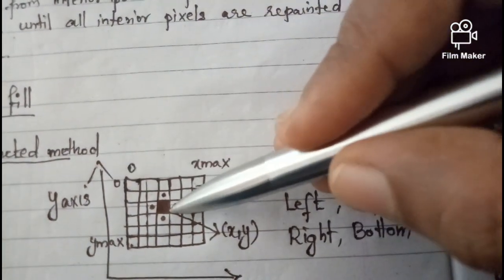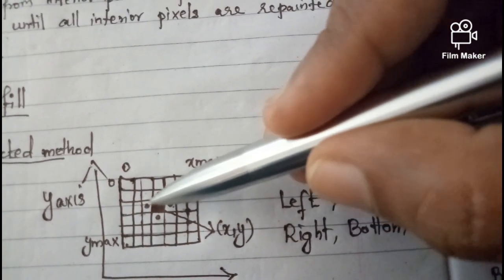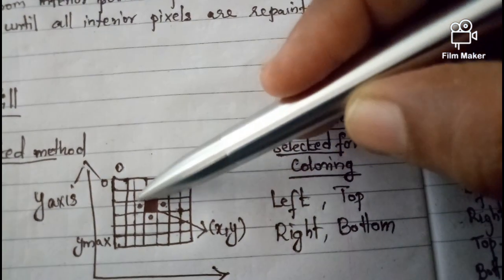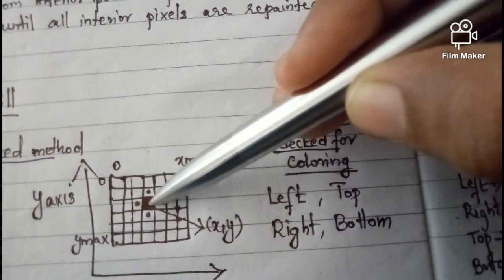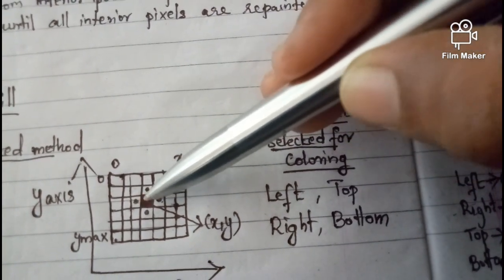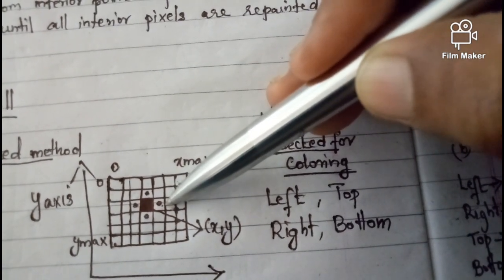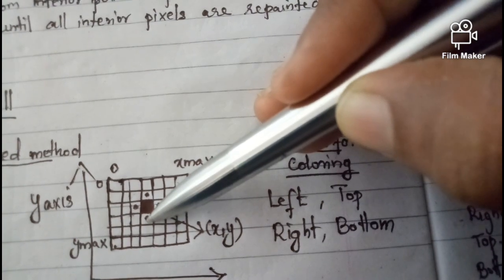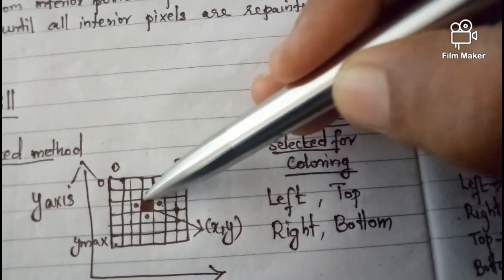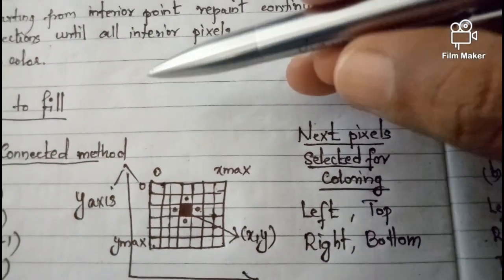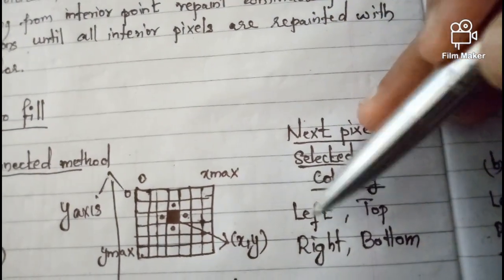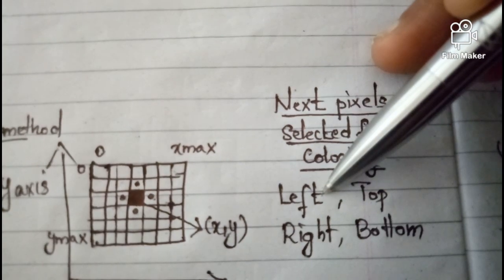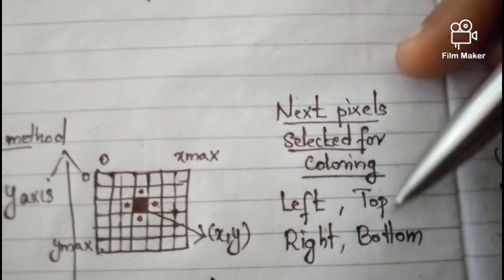In the 4 connected method, we say the next pixels selected for coloring can be in four directions. That is, once a pixel is selected, the next pixel is to be selected from the left. That is this one. It was the selected pixel, and the next pixel to be selected is the one which lies to the left of this pixel. Then you have to select the pixel which lies at the right of the pixel. And then the pixel which lies at the top of the pixel. And then the pixel which lies at the bottom of the pixel. So, four neighboring pixels can be selected in the 4 connected method. That is, the first selected pixel was at position x, y. After that, you can select a pixel at the left, then at the right, then at the top, and then at the bottom of the pixel.